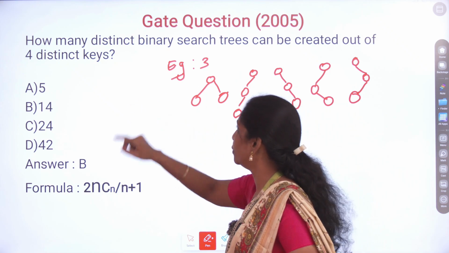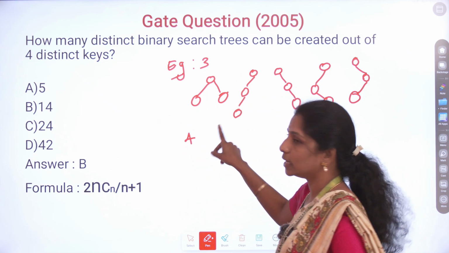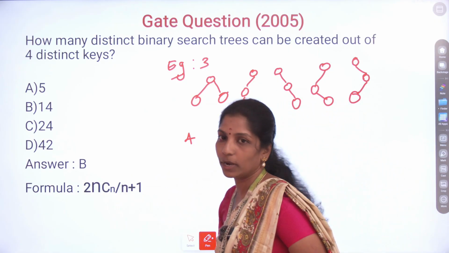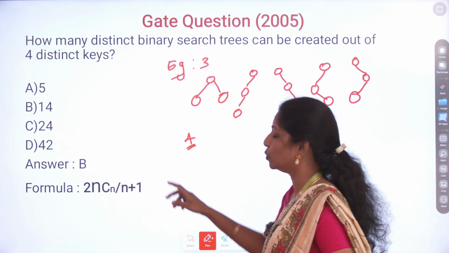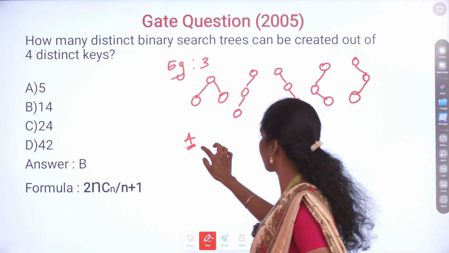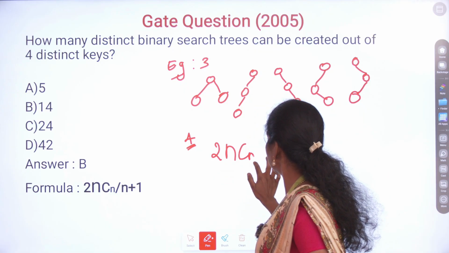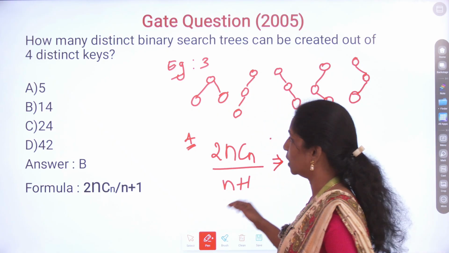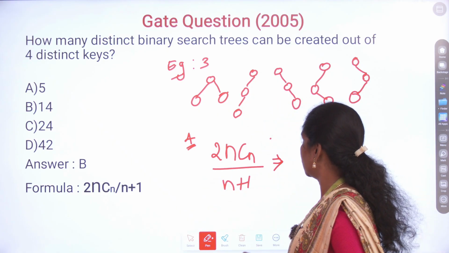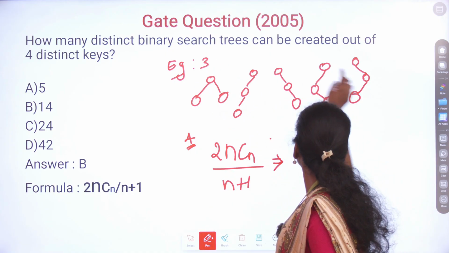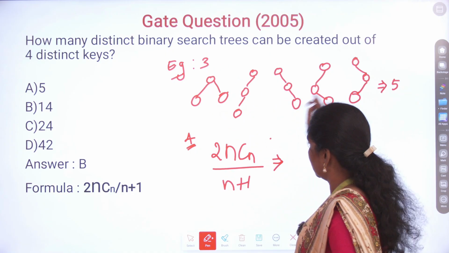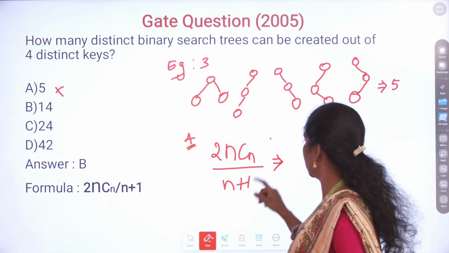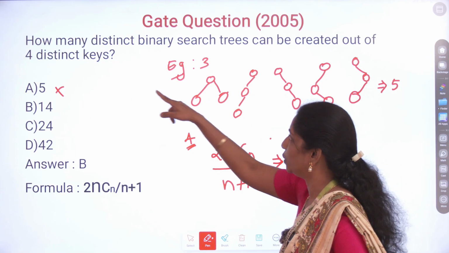Now we are going to find it for 4 distinct keys. Here, instead of drawing a tree diagram, we are going to use the formula, so we can get the answer easily: 2n C n divided by n plus 1. For 3 distinct keys the answer is 5, but for 4 distinct keys the answer won't be 5. It should be greater than 5. Let's apply the formula. Instead of n, we are going to replace it with 4.